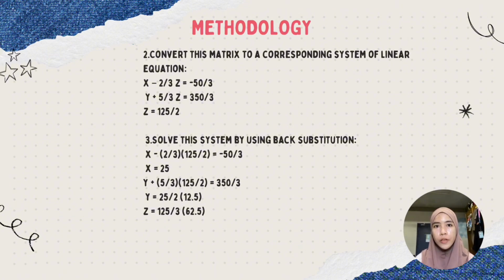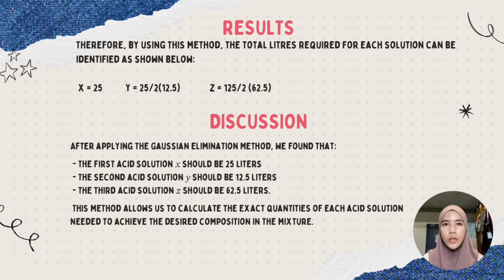Since we already know the value of z, just substitute the value into the first and second equations to find the values of x and y. Then we got x equals 25 and y equals 25/2. By using the Gaussian elimination method, we found the exact amount of each acid solution needed: first solution x equals 25 liters, second solution y equals 12.5 liters, and third solution z equals 62.5 liters. This method helps us to calculate the right amount of each solution to get the desired mixture.